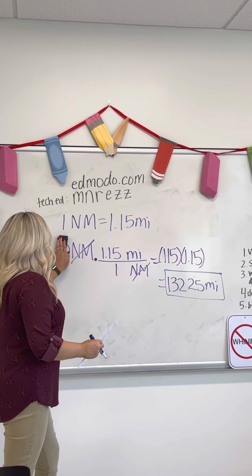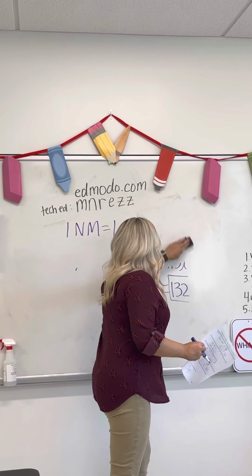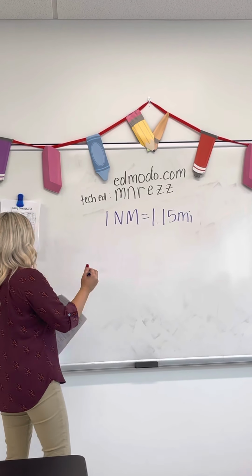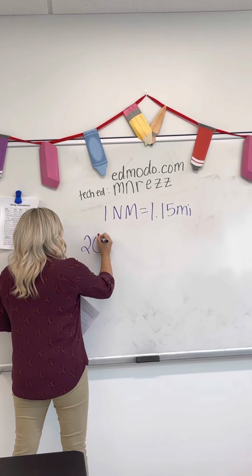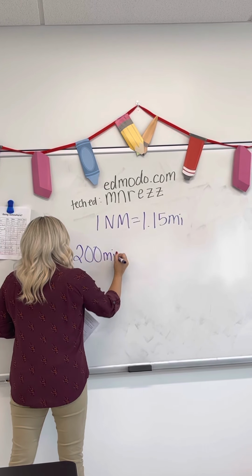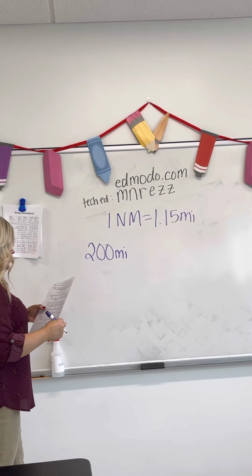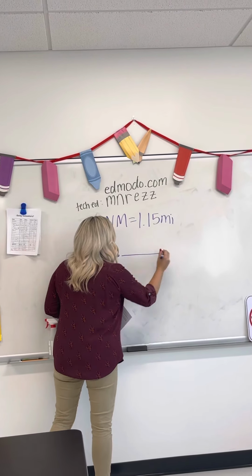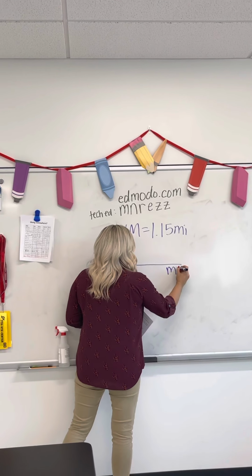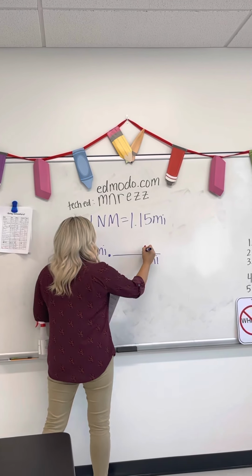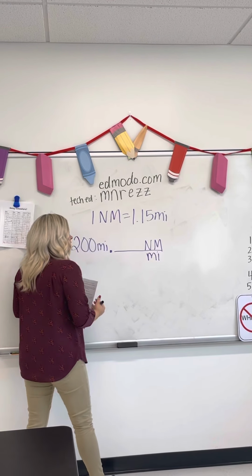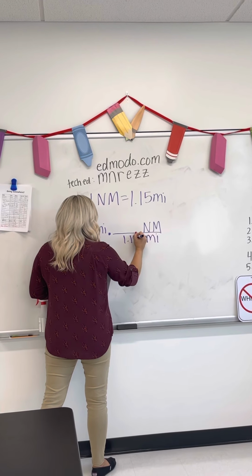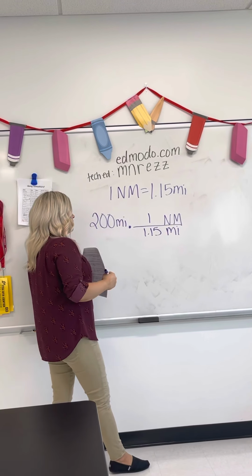All right, let's do number 2. Number 2 says, a car traveled 200 miles. So that's what I know. So I'm going to write down 200 miles, okay? And then I'm going to multiply this by a fraction so I can get rid of these miles. I'm going to put what I don't want on the bottom, miles, and what I'm trying to get on the top, which is nautical miles. And then I just plug in these two numbers where they go. 1.15 goes in front of the miles, 1 goes in front of the nautical miles.